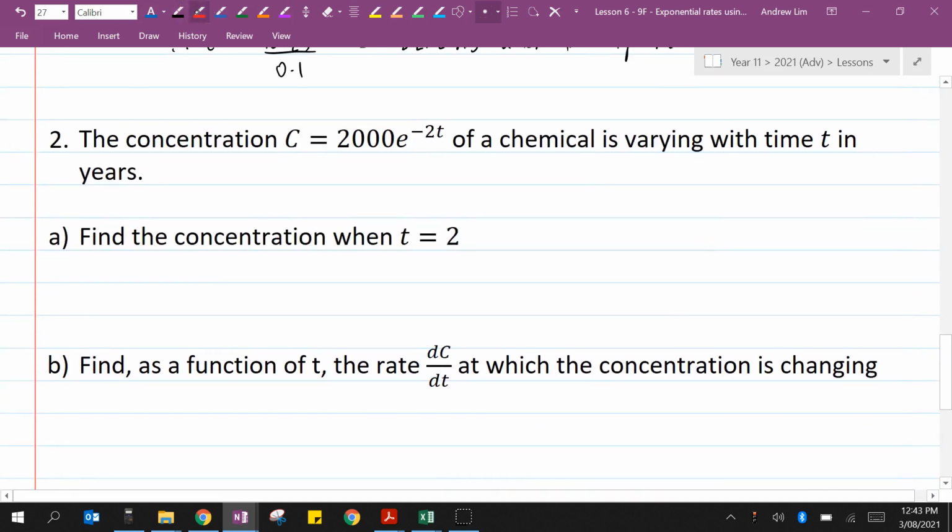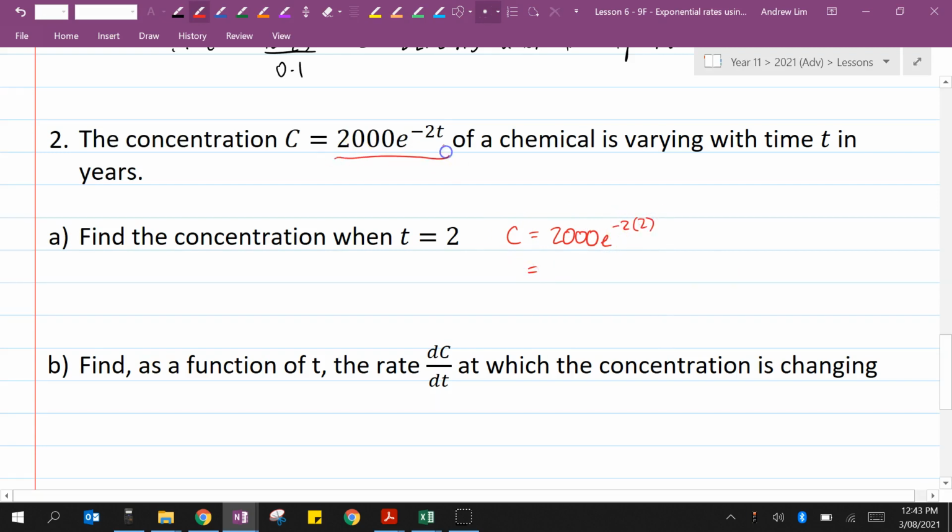Alright, let's have a look at question 2. The concentration C is equal to 2000 e to the negative 2t of a chemical is varying with time t in years. Now this negative power here tells us it's not going to grow, it's actually going to decay. It's not going to increase, it's going to decrease as time goes by. So find the concentration when t is equal to 2. Well, when t is equal to 2, the concentration is going to equal 2000 e to the power negative 2 times 2.